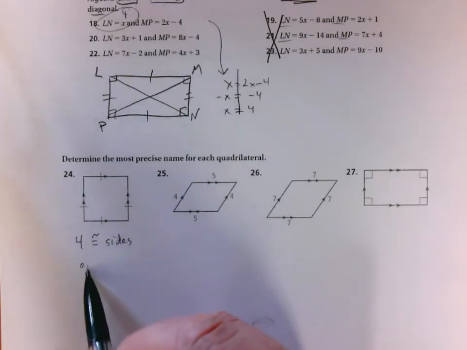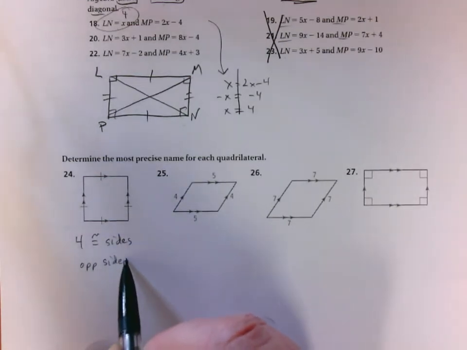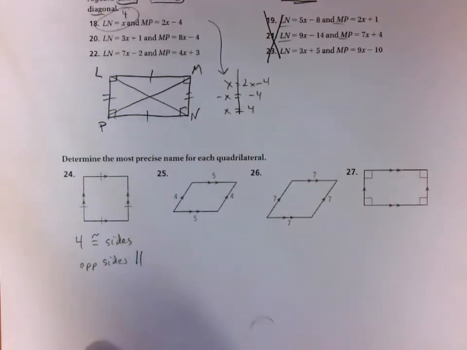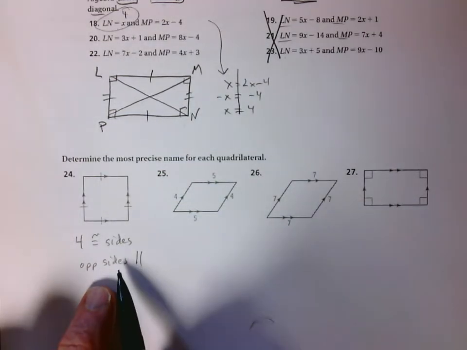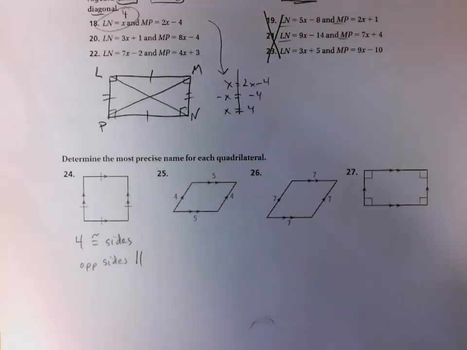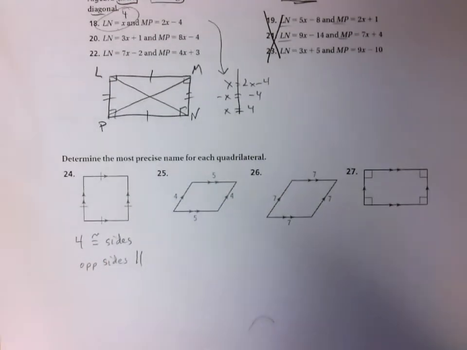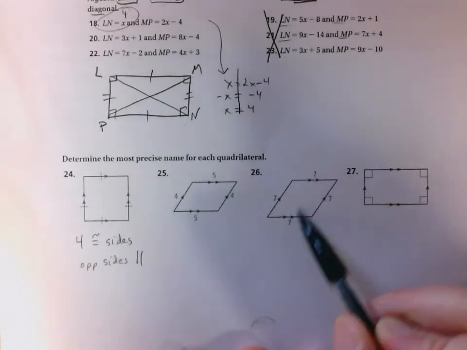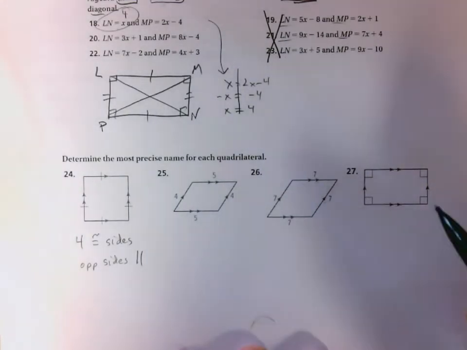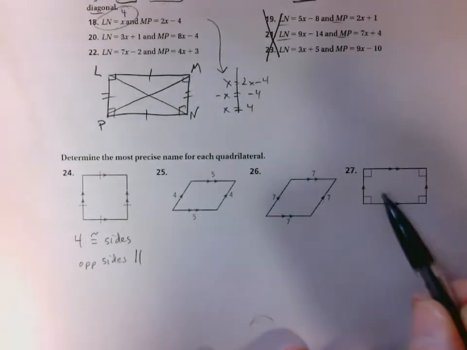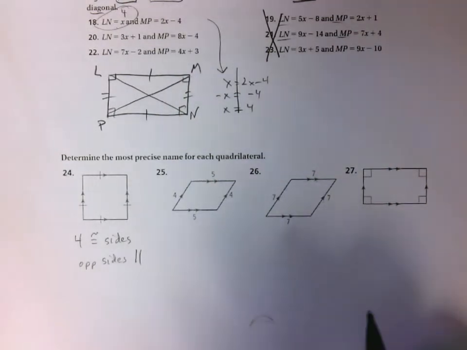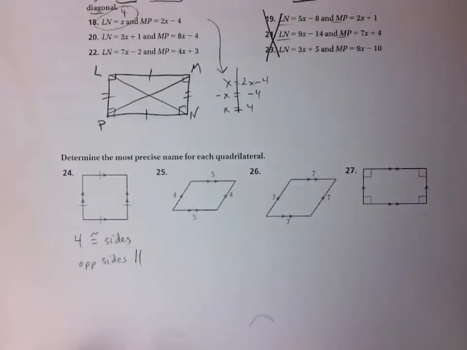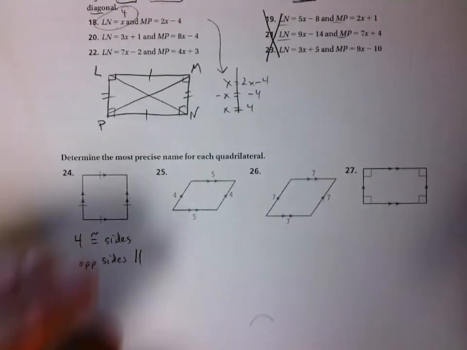I have opposite sides parallel. And that's it. Opposite sides parallel makes a parallelogram. Four congruent sides makes it a... I gotta tell you. So right here I could list this and say I have opposite sides parallel, four congruent sides, opposite sides parallel, four right angles. Some of the shapes will look like what they are and some of them won't. You saw that in the last assignment I gave. I like to mix it up.